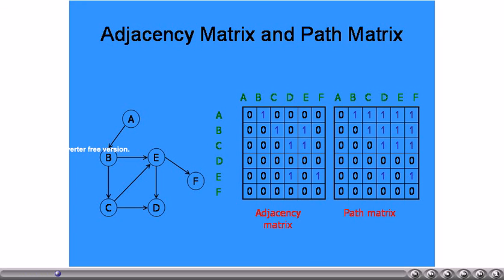For example, for this graph, we may find that in the first row, except for the first element, all the remaining are ones, indicating that from station A we can reach all other stations. Of course, station B can be reached with one edge, whereas others require more edges to be traversed. The path matrix will not convey that. Similarly, D to E is 0, which indicates that there is no route from station D to station E at all.